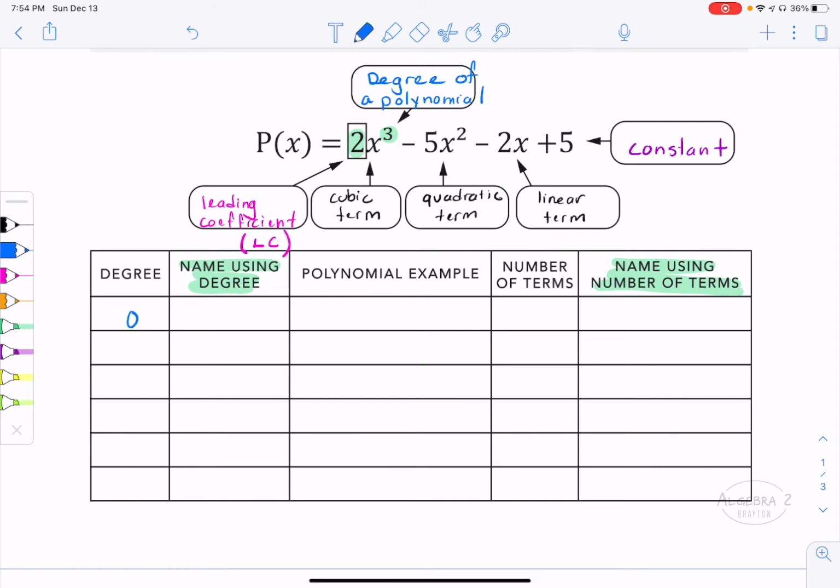When you have a degree of 0, this would be called a constant. That's because it's a variable with a degree of 0. If I gave you an example, this is only examples. I could give you 6, which is technically in a polynomial 6 times x raised to the power of 0. Remember that anything raised to the power of 0 is 1, so 6 times 1 is just 6. But that's your constant term. In this case, the number of terms is 1, so the name using the number of terms is called a monomial.